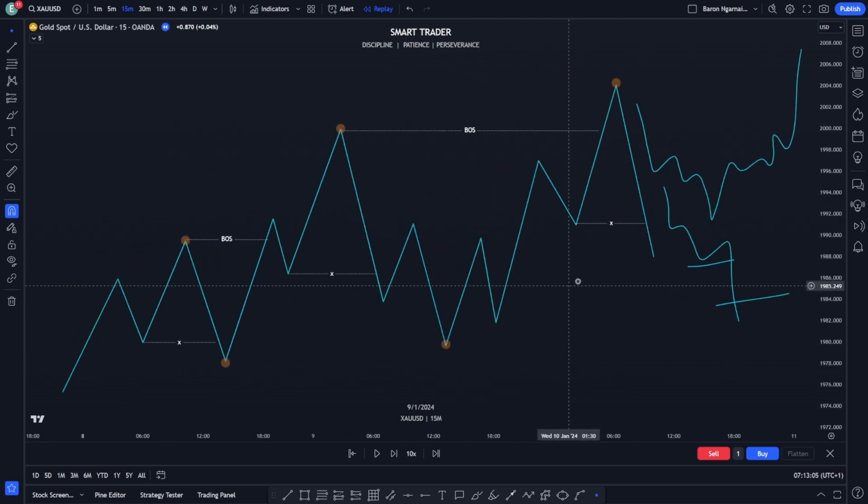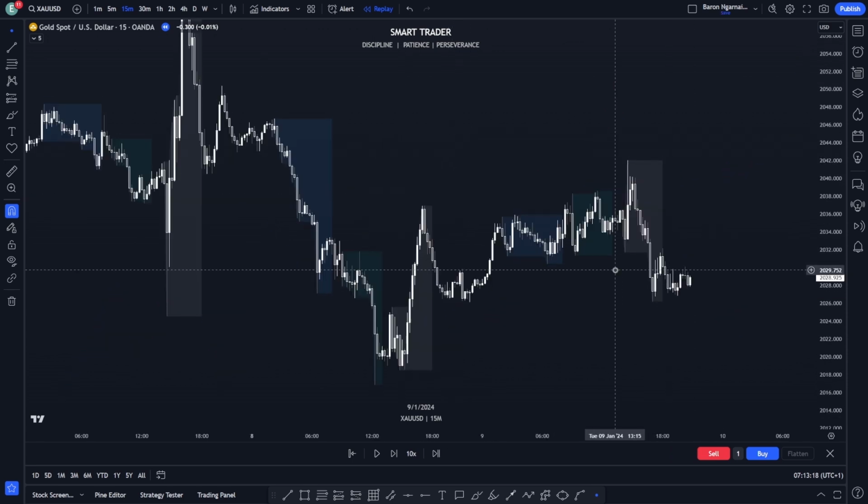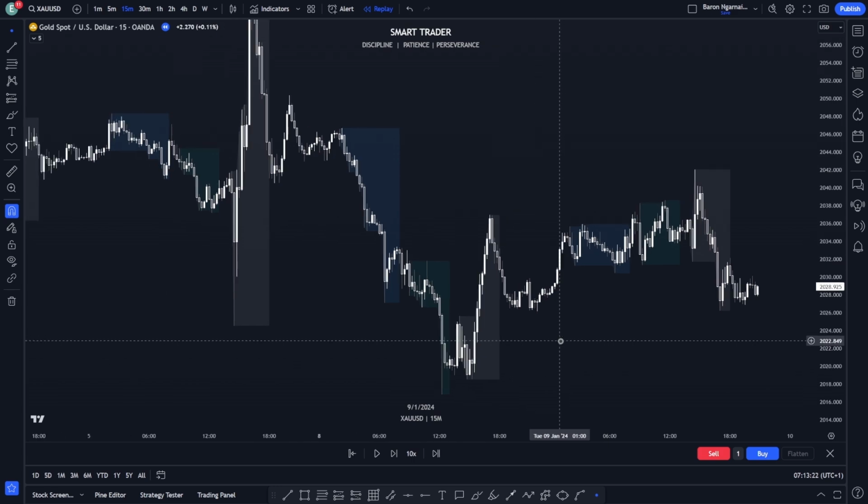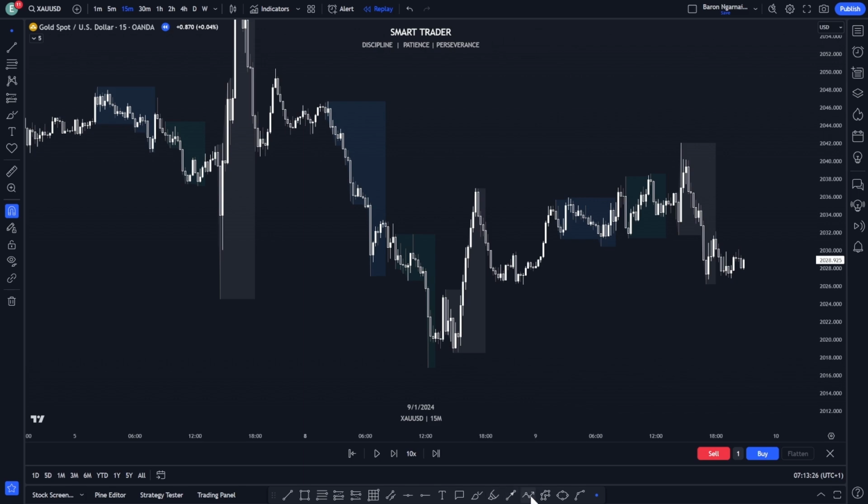Okay, so this is just a diagram to explain you. So now we are going to move to a real chart so that I can give you real examples. So here we are in this real chart. Here we are on our main time frame, which is M15. So we have to start with our normal structure mapping.